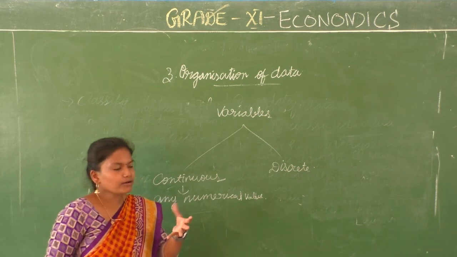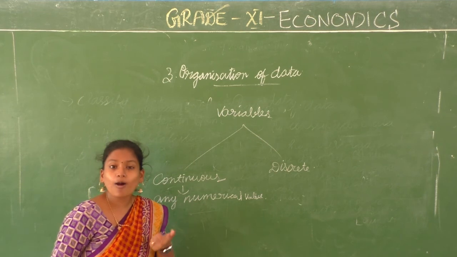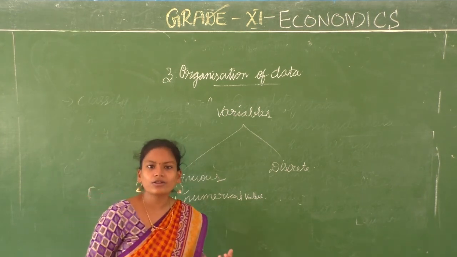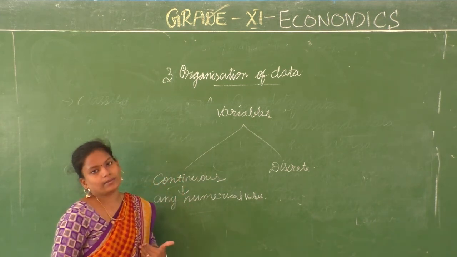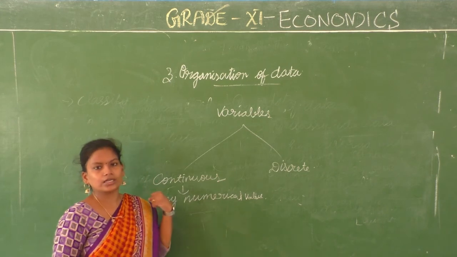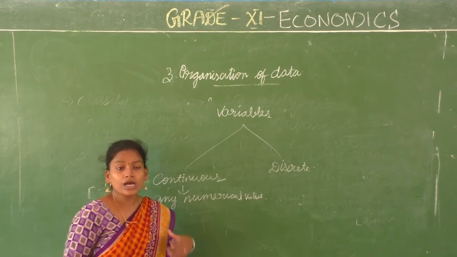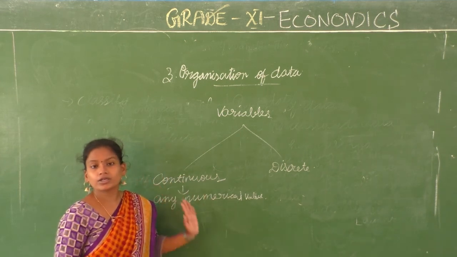Right, when you are in a running race, they'll use the lap stopwatch. 55 seconds, 54 seconds, just in 1 second you might miss the championship. How? Time is a continuous variable. Even the integers are taken into account, even fractions are taken into account, even decimal values are taken into account. That is, any numerical value can be a continuous variable.